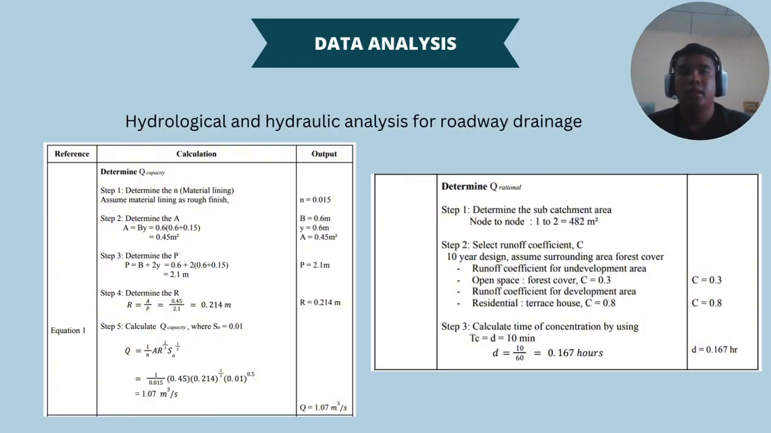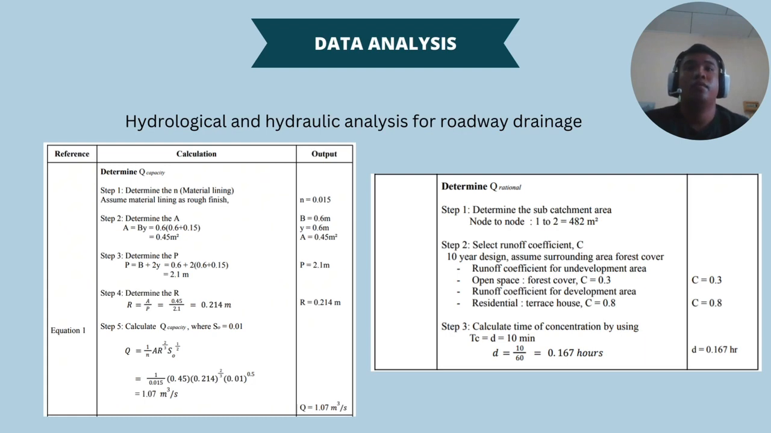The next part is data analysis for hydrological and hydraulic analysis for road drainage. They have two parts. The first part is to calculate the Q capacity for the proposed design. There's a 5-step process, and we got the Q capacity as 1.07 meter cube per second. Next, we calculate to determine the Q rational. There are 7 steps.